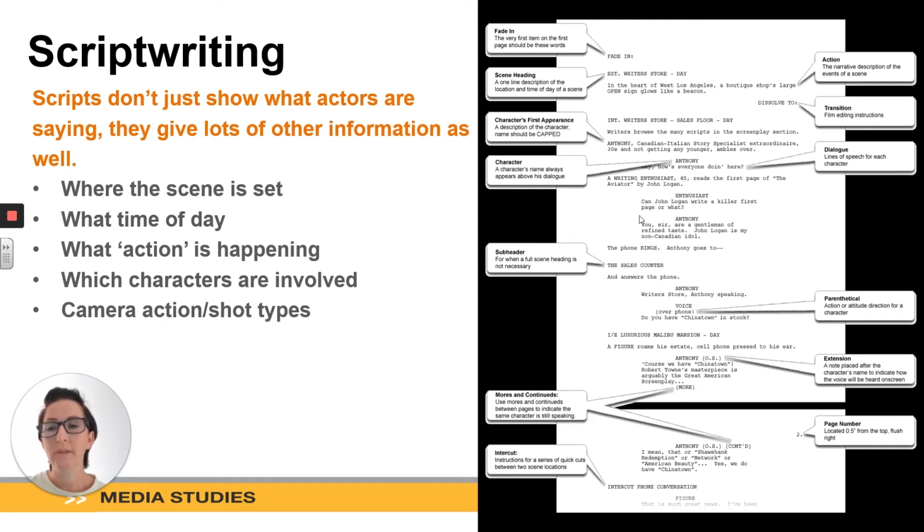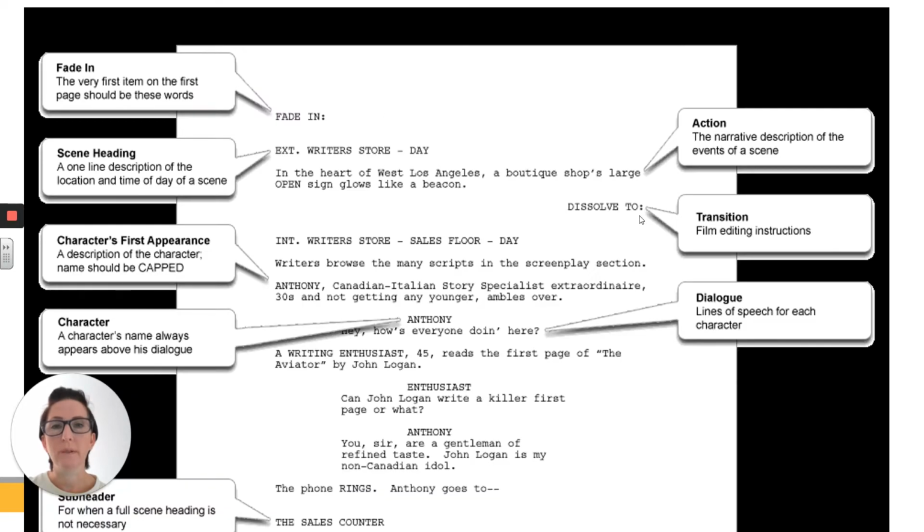It will tell you some camera action and shot types. And it will also tell you about the scene transition. So from this scene to the next scene, does it dissolve? Does it fade out? Does it cut quickly? So let's have a look at this script a little closer.